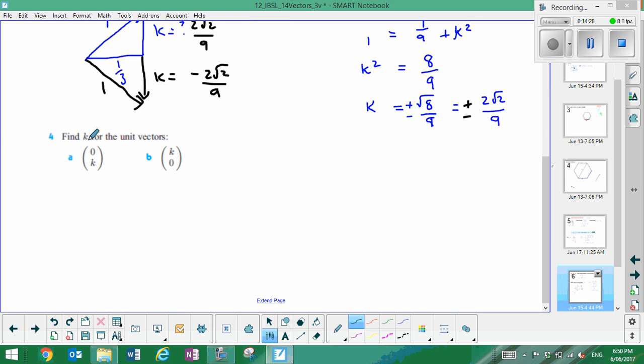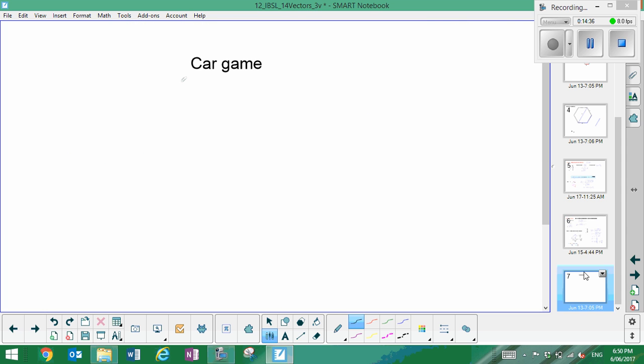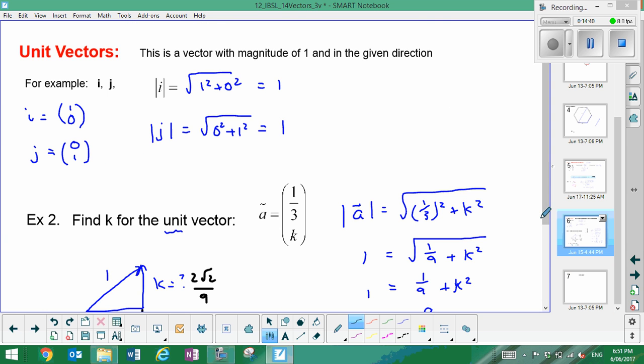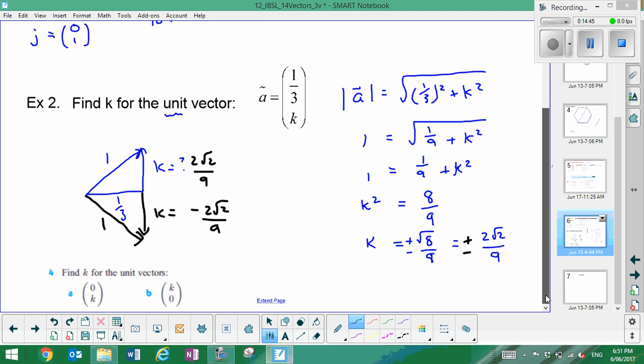These are unit vectors. Leave those, have a go with those, and we'll look at those in class on the next day. And there's a card game, so we'll have a look at that when we get to class as well. Make sure you make some good notes of those, and then we'll go through a couple of these final questions when we see you in class.